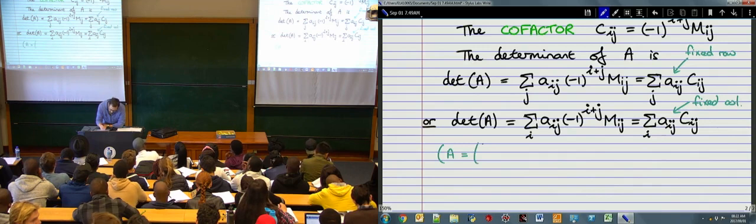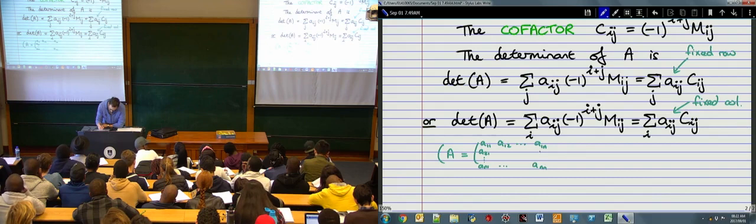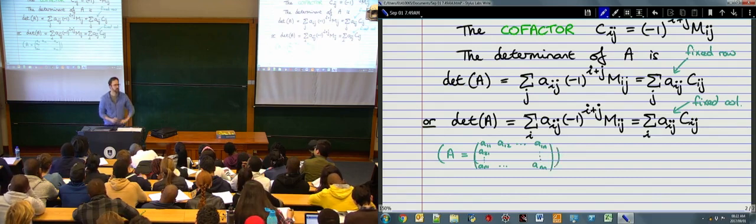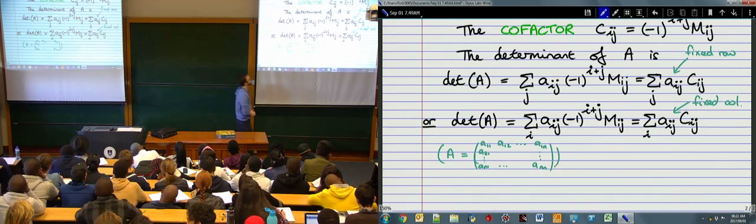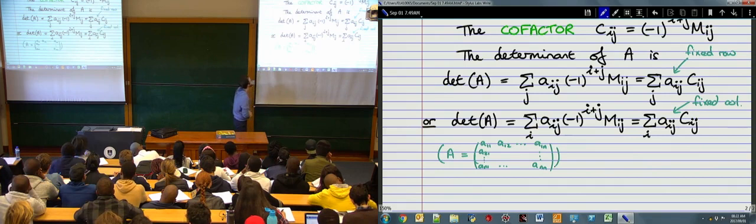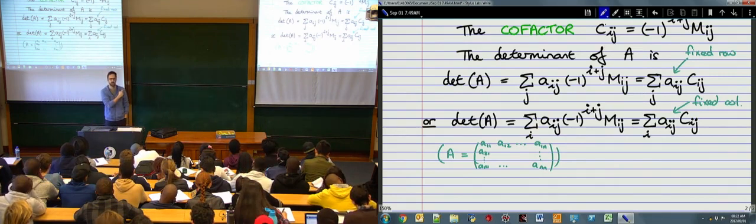Matrix A is equal to the matrix with entries A11, A12, up to A1n, then A21, down to AN1, up to ANN. So these aij are just the actual entries in your matrix. Sorry, I suppose I thought that was obvious, but maybe it isn't. Is everyone happy with this over here?